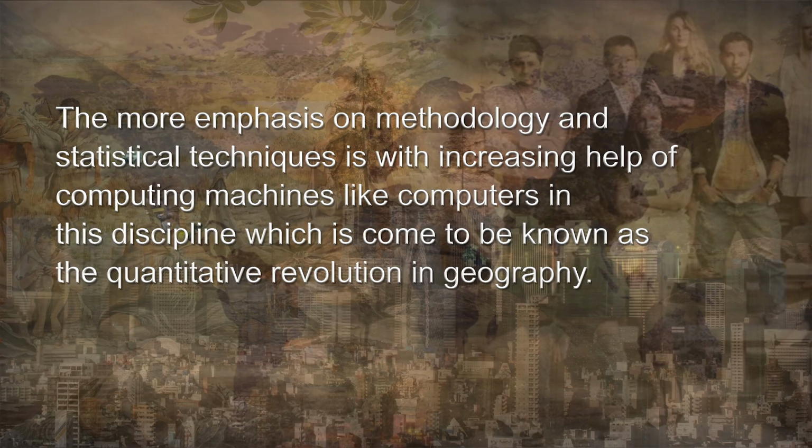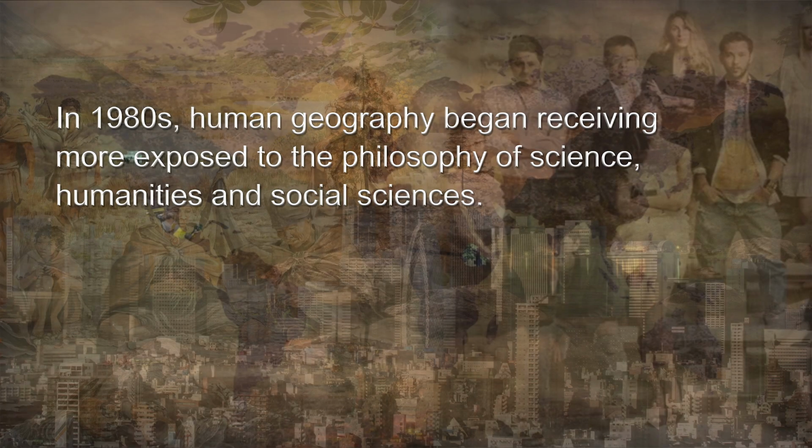The more emphasis on methodology and statistical techniques, with the increasing help of computing machines like computers in this discipline, has come to be known as the quantitative revolution in geography. It is termed a revolution since it marked a new starting in the way the subject matter of geography was to be studied. In the 1980s, human geography began getting more exposed to philosophy of science, humanities and social sciences.